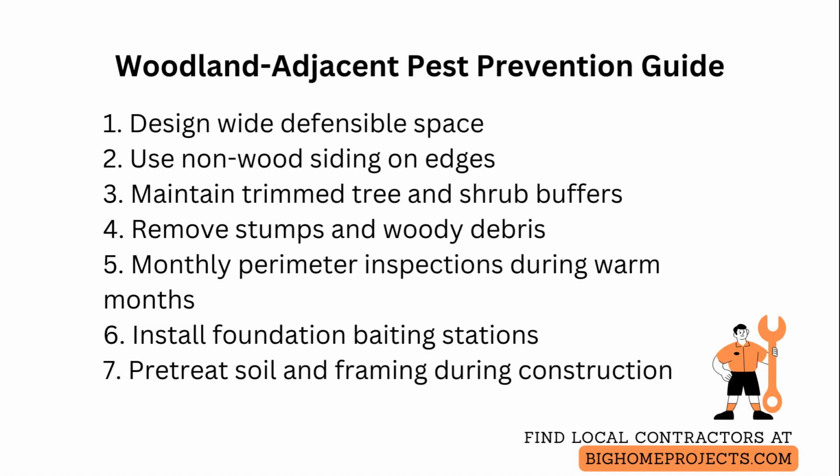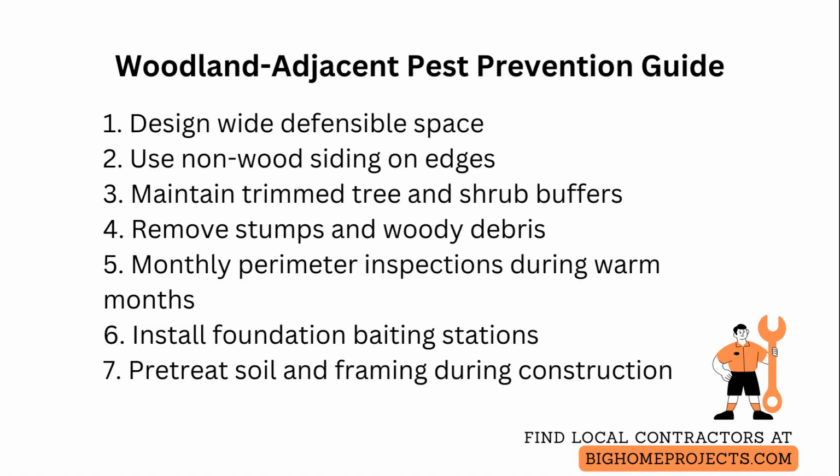Use non-wood siding on walls that face the woods, such as fiber cement, brick, or stone, to eliminate timber as an attractive food source and to reduce hidden galleries for termites and carpenter ants. Maintain tree and shrub buffers by keeping branches trimmed so they do not contact the roof or walls. Remove stumps and woody debris within the defensible space, and choose low-maintenance, pest-resistant plantings for the inner yard.